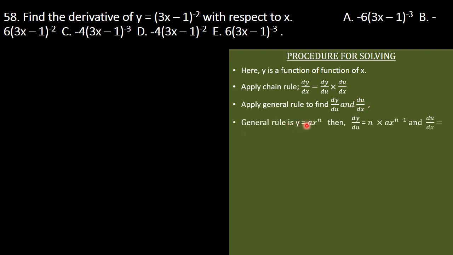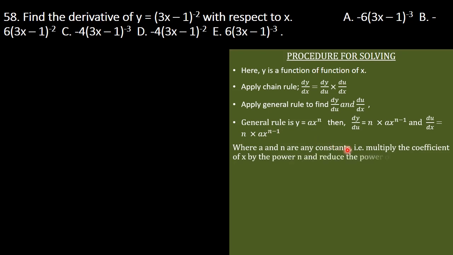Then dy over du is equal to n multiplied by ax raised to power n minus 1, and du over dx is equal to n multiplied by ax raised to power n minus 1, where a and n are any constants. That is, multiply the coefficient of x by the power n and reduce the power of x by 1. Let's check the solution. Apply chain rule.